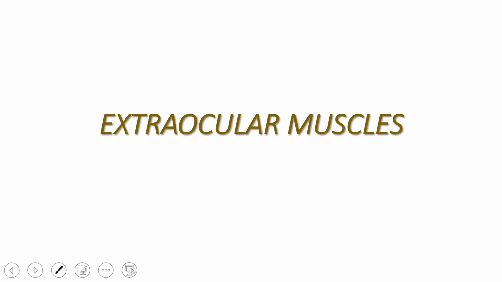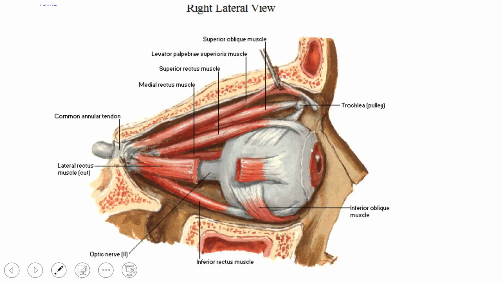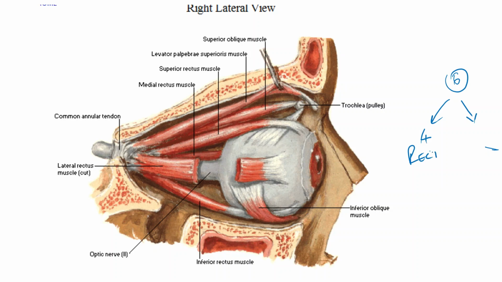Today we are here to learn about a new topic, the extraocular muscles. The extraocular muscles are also called the extrinsic muscles of the eyeball. In total, there are 6 extraocular muscles. Out of the 6, we study the recti and the oblique muscles: 4 recti and 2 oblique muscles.